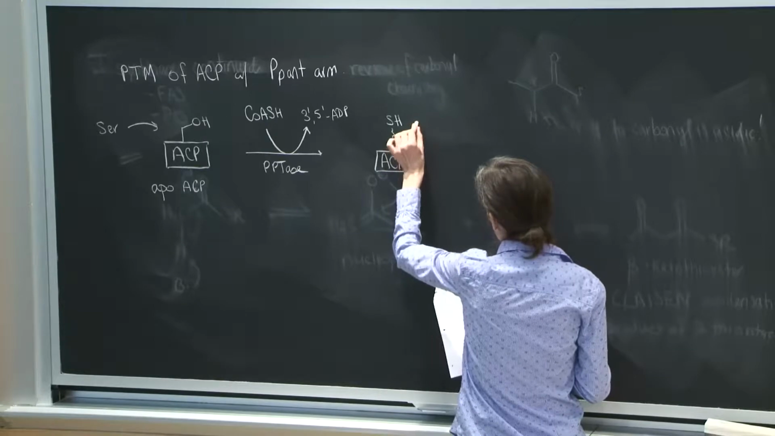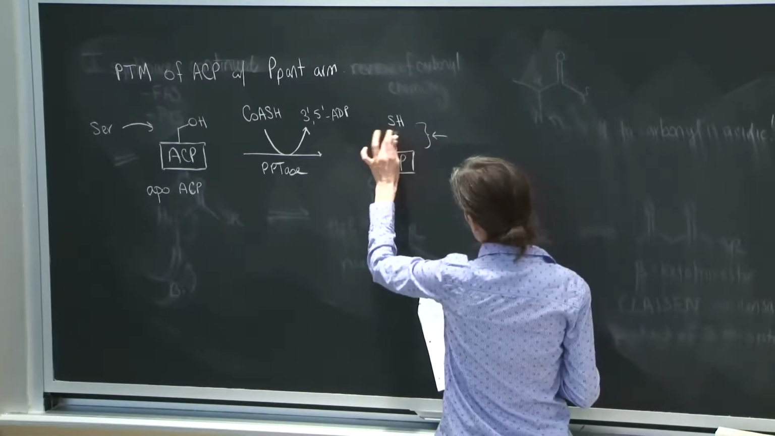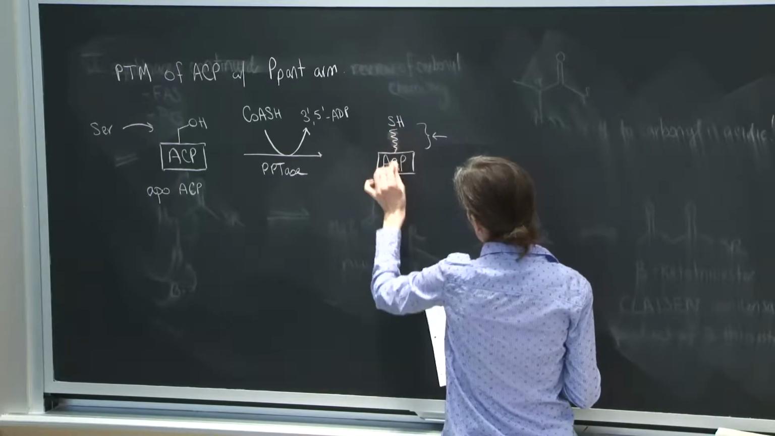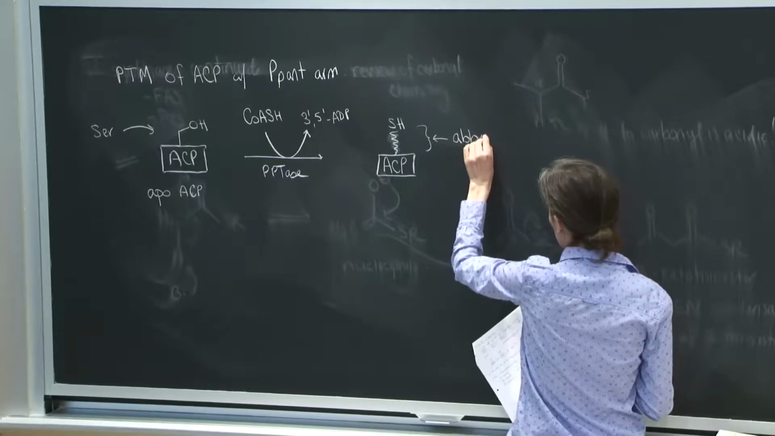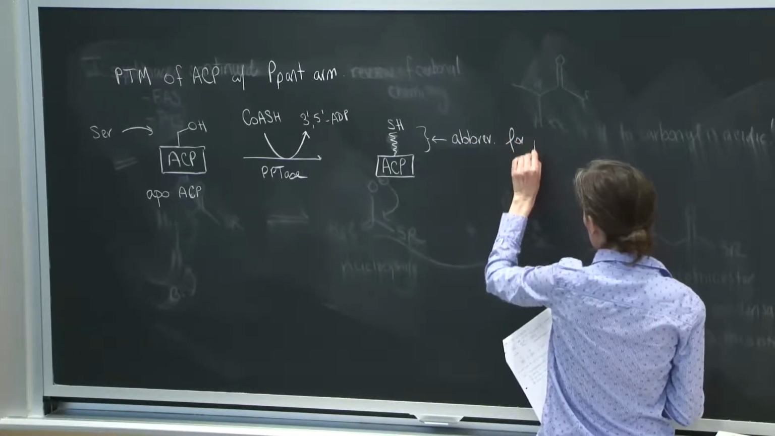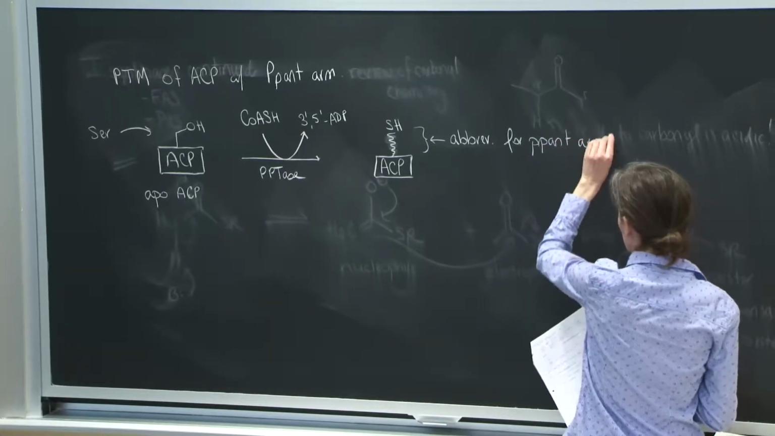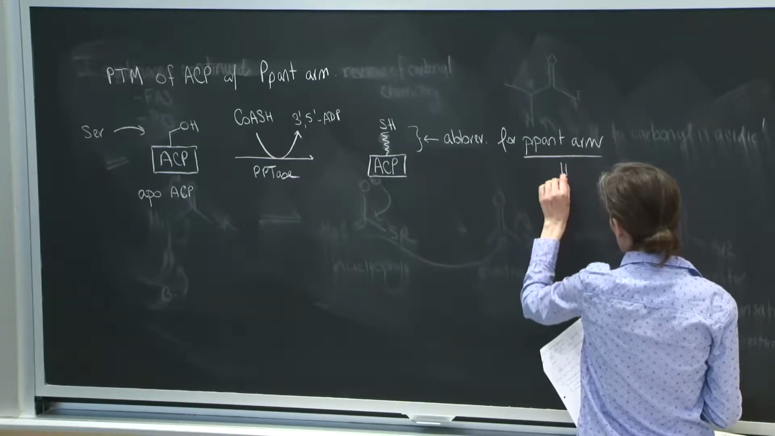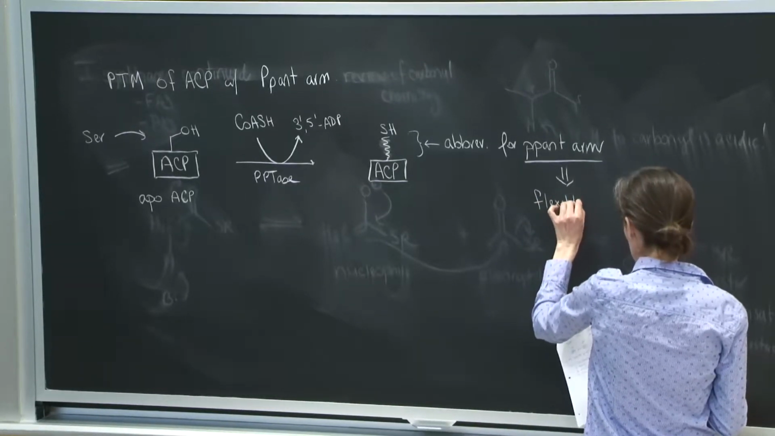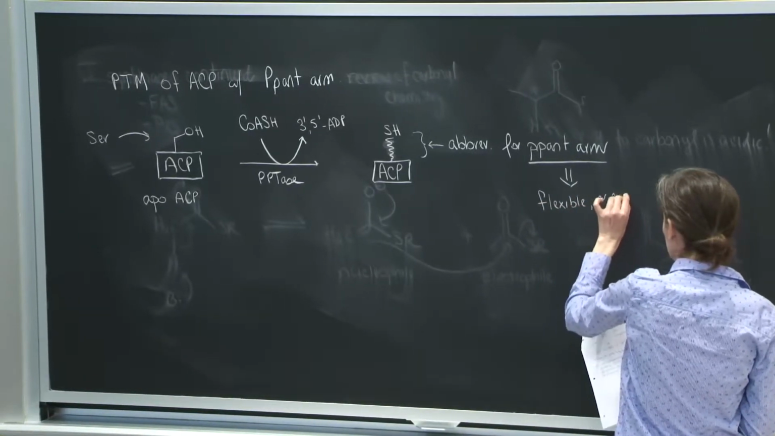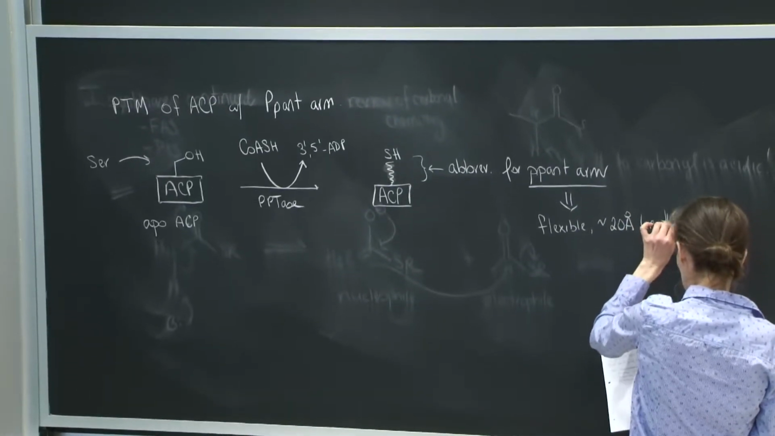What I want to point out is that throughout this unit, some form of squiggle here is the abbreviation for the PPANT arm. And this is very flexible and about 20 angstroms in length.